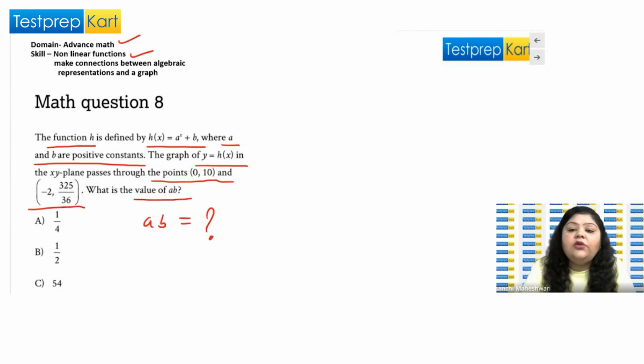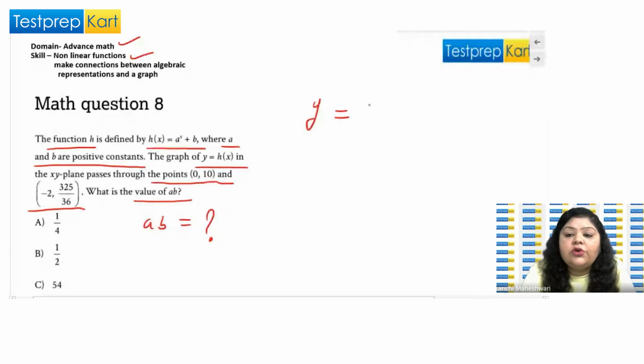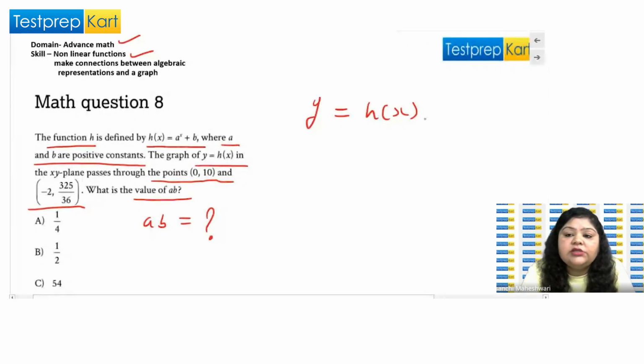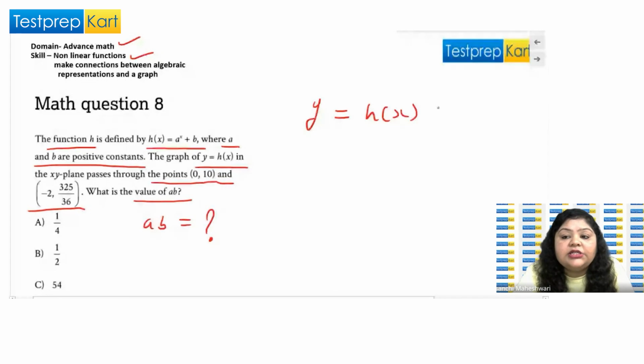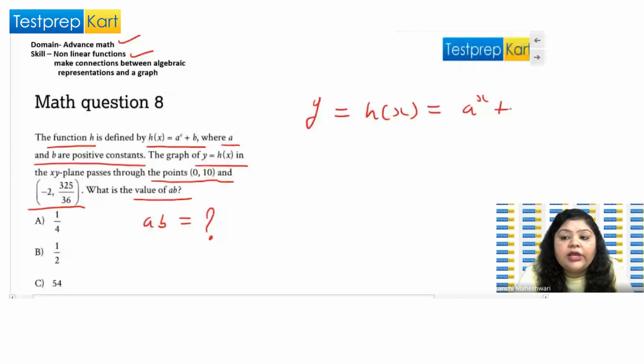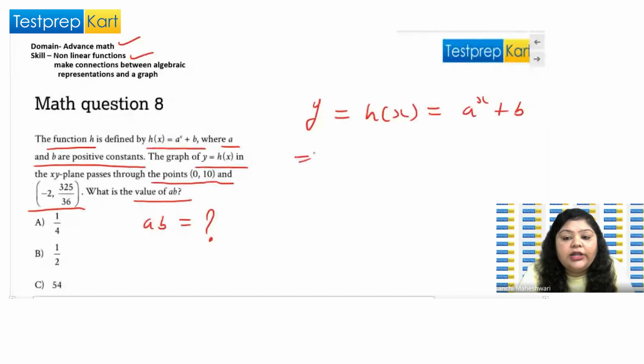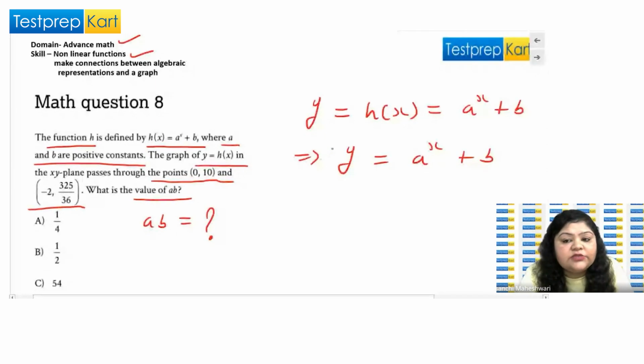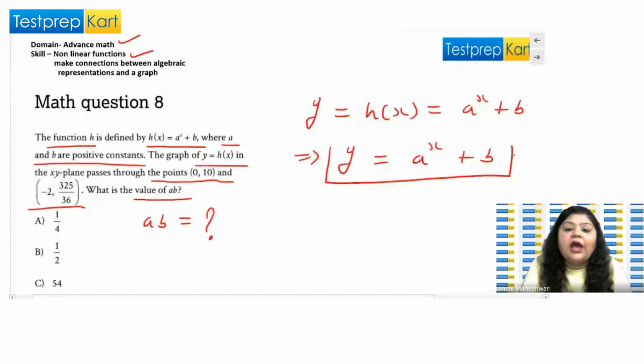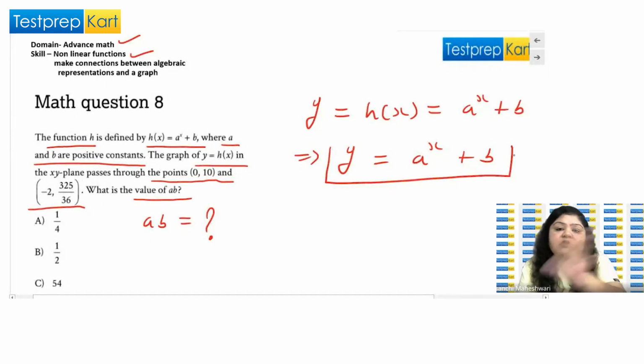See, I know that the graph of the function h of x is represented by y equals h of x, and its definition is a to the power x plus b. So can't I say y is equal to a to the power x plus b? Can I say this? Because this is the definition of the function and the curve is represented by y equals h of x.